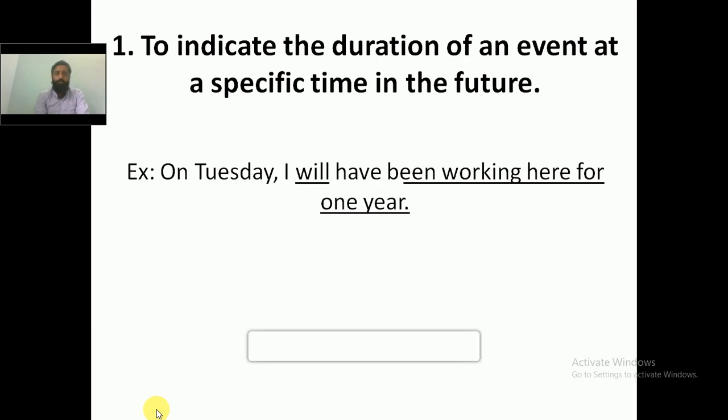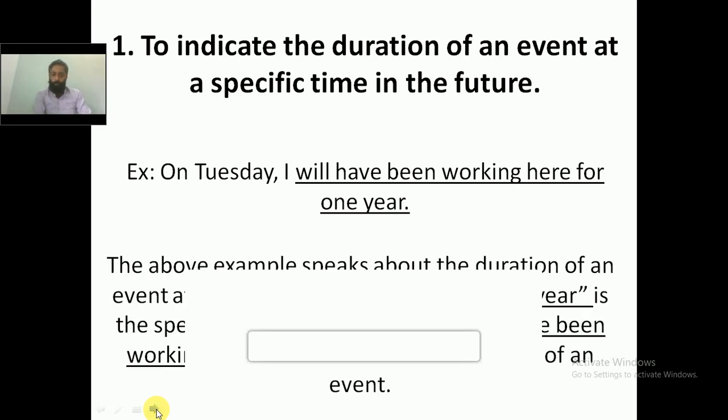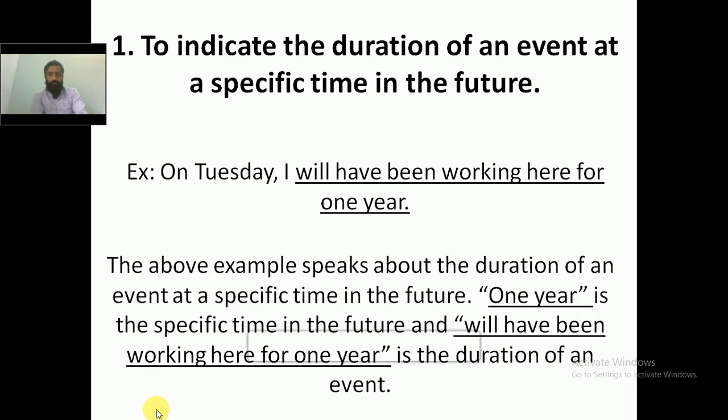Let's go through the example now to make you better understand it. On Tuesday, I will have been working here for 1 year. So go back to the usage once again. To indicate the duration of an event, that is, I will have been working, which means the duration of working at a specific time in the future. What is the specific time that is given here? On Tuesday. And the duration given is 1 year.